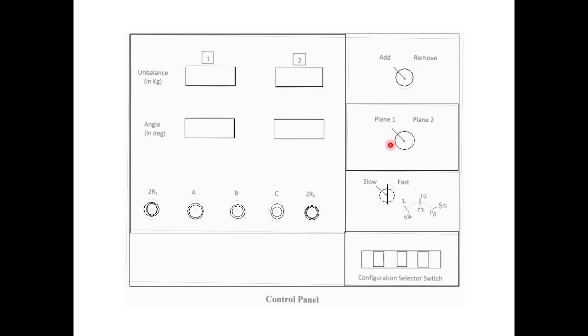Then this is the measurement selector. When the selector corresponds to plane 1, we get the reading here, and when you shift it to plane 2, we get the reading here. And this is the selector here. The slow speed, high speed operator is there.